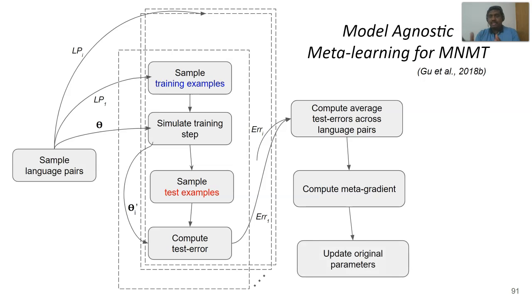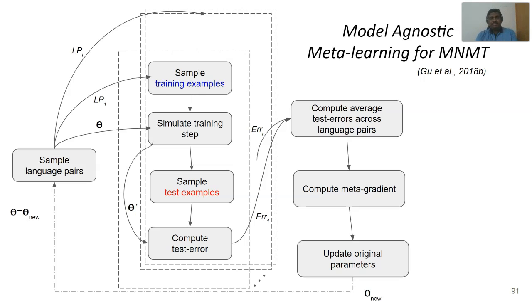This captures the scenario where you are trying to find the set of parameters theta such that with just a few updates, because you took only one single update during the training step, you can get good performance on the child tasks. So with this, we now update the original model parameters, and then this process is repeated.